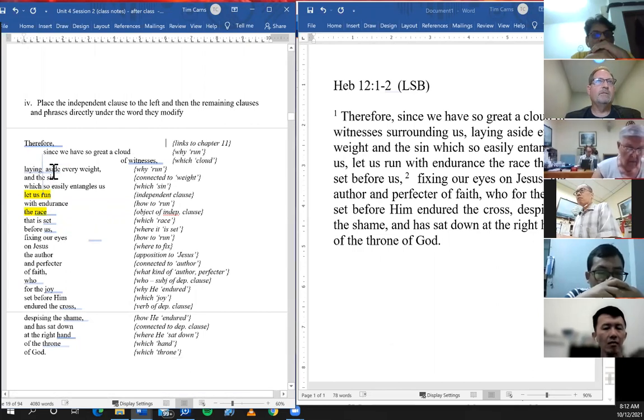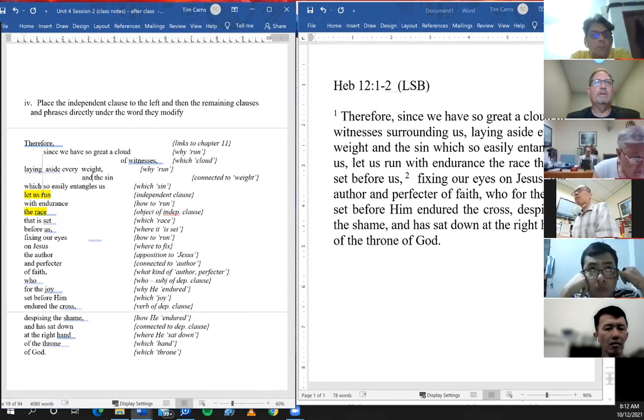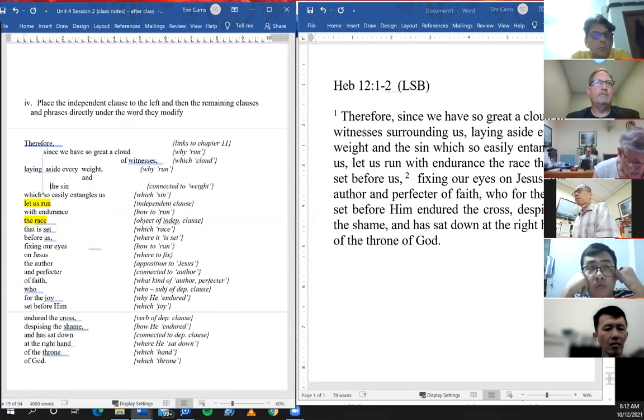All right, laying aside every weight and the sin. Now I said this was connected to weight. It's describing a second thing that's being laid aside. It's connected to weight. So, and the sin. Let's see here.